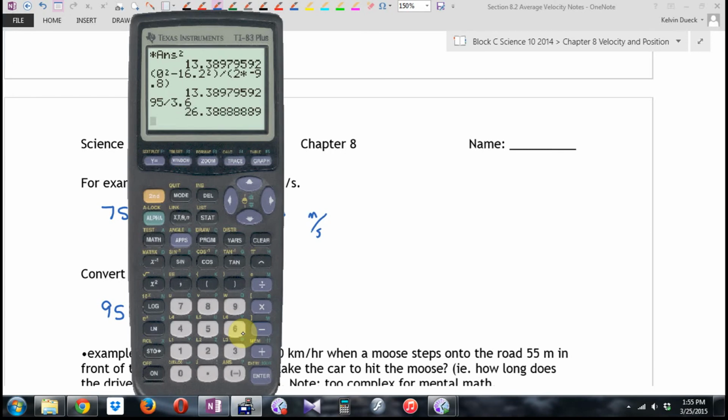You get 26 point... would I round that to 0.3 or would I round that to 0.4? 0.4, so 26.4.